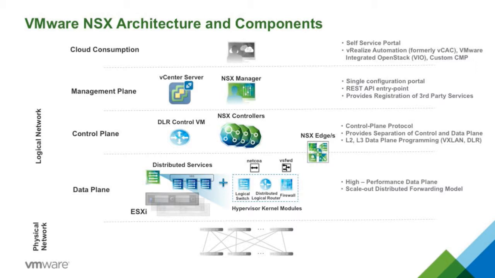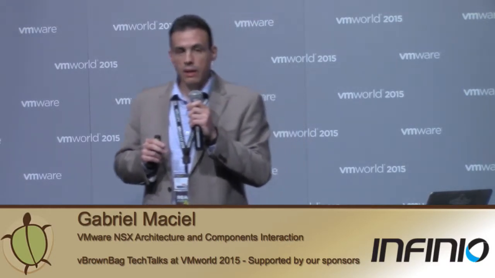In the control plane, we have the controller cluster. The controller cluster is responsible for two of the three distributed services that we mentioned before. Those two distributed services that the controller cluster is responsible for are the VXLAN or logical switching and the distributed logical routing updates that are going to be sent to the data plane, where the forwarding is going to happen.